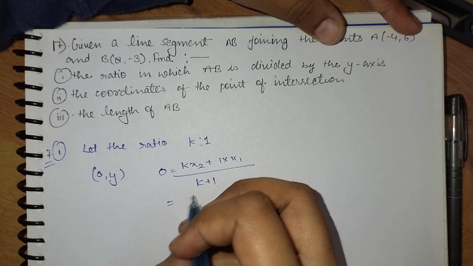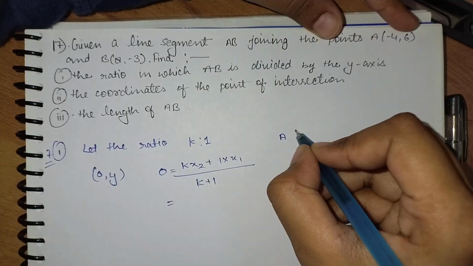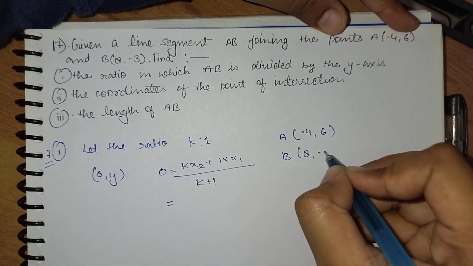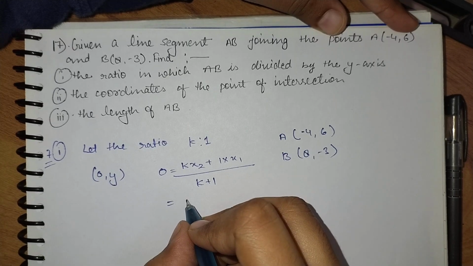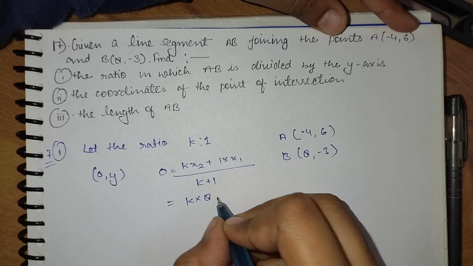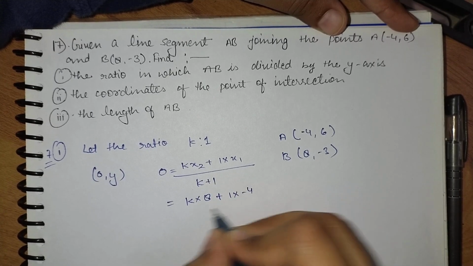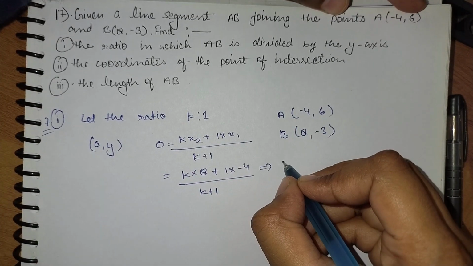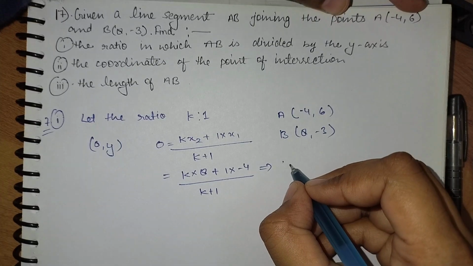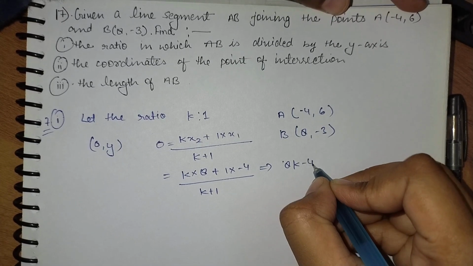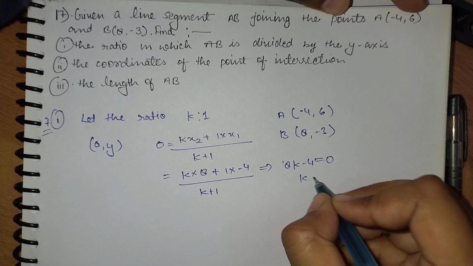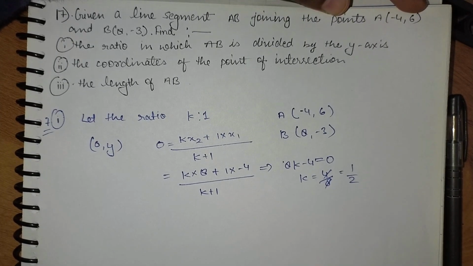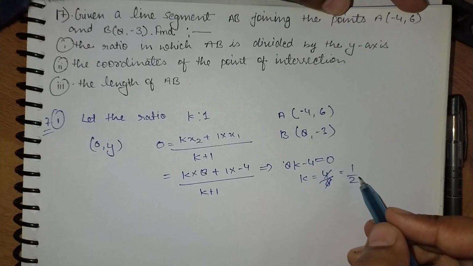So that will become k x2, because point A is given to us as minus 4 comma 6 and point B is 8 comma minus 3. So it will be k multiplied by 8 plus 1 multiplied by minus 4 upon k plus 1. Cross multiplying this part, we will get k plus 1 multiplied by 0, it will be 0 only, and it will become 8k minus 4 equal to 0, so k is equal to 4 by 8. Cancelling this part, we are getting 1 by 2, meaning the ratio is 1 by 2 here.